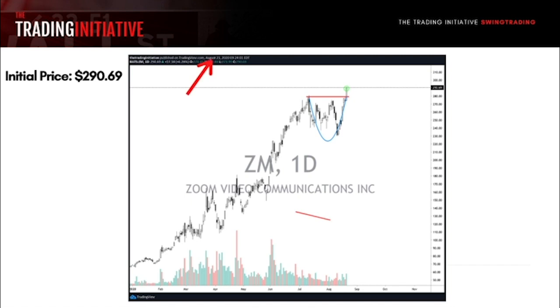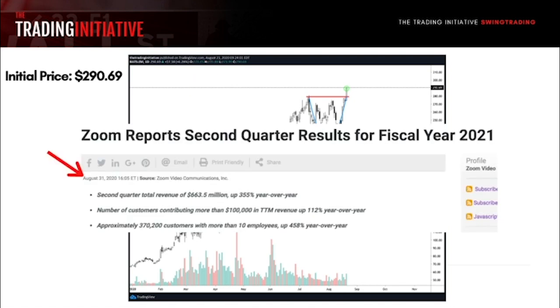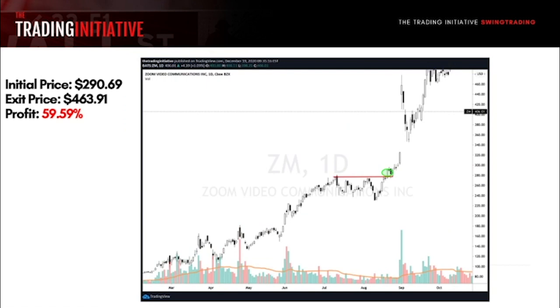What happened? Look at the date, August 21st, August 31st, 10 days later. Zoom kills earnings. Total revenue, $663.5 million, up 355% year over year. What do you think Zoom does, guys? Gaps up. I went from $290 to $463.91 in like 2 weeks for almost a 69% gain. It's not magic. I buy the same thing every single time, and I let the news and the earnings pay me. I hope I'm painting a picture.